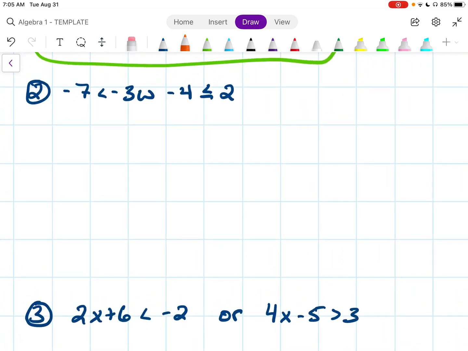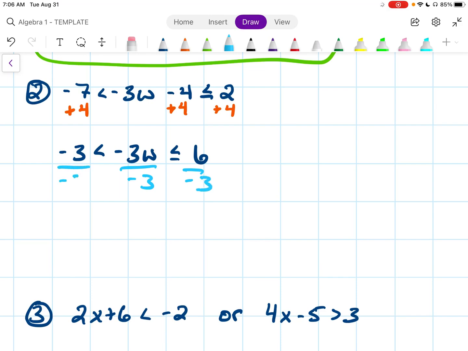I'm going to need to start off by adding 4 to all 3 sides. That gives me, what is that, 4, 5, 6, 7, -3 is less than -3w is less than or equal to 6. Now I'm going to divide by -3 everywhere. And whenever you divide by a negative number, we have to remember that we have to flip the inequality symbol, right? In this case, we're going to have to flip both inequality symbols. So on the left here, we're going to have a plain old 1. Then we're going to have is greater than, W is greater than or equal to -2.